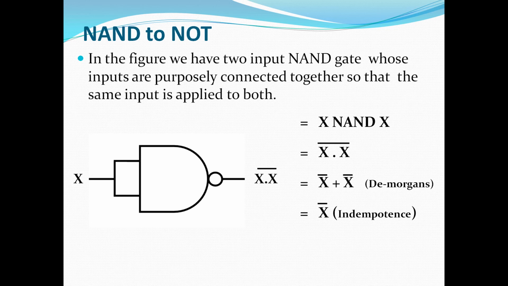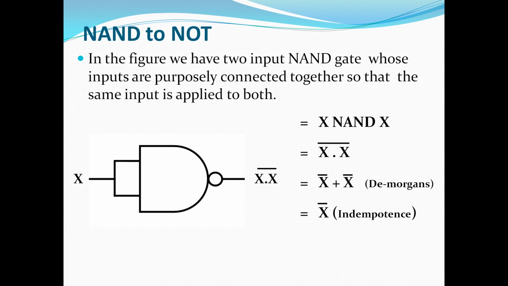When you apply De Morgan's theorem, it reduces to x dash plus x dash. De Morgan's theorem states that (x dot y) whole dash will be x dash plus y dash. So the line will be broken and the sign is going to change. So it will be x dash plus x dash.